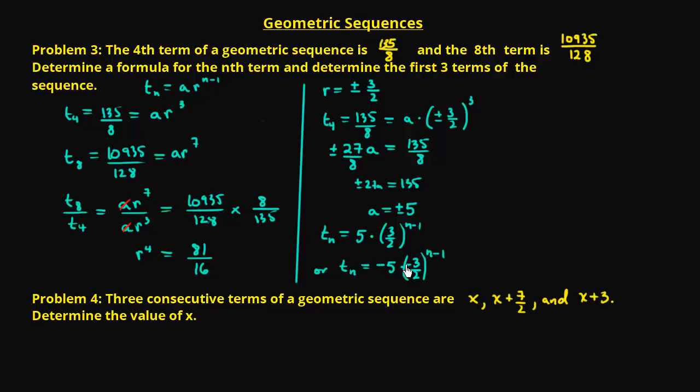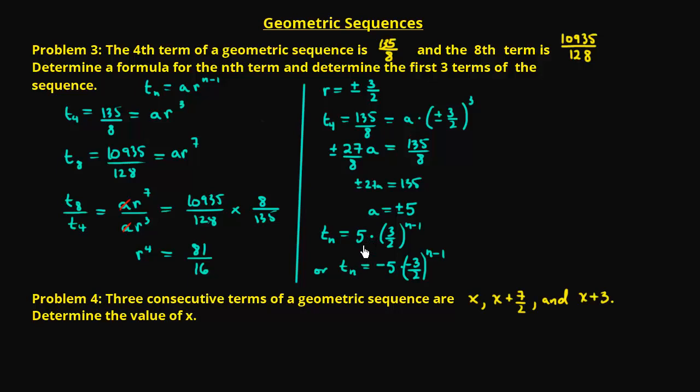And the reason that I have two possible solutions here is because both of these solutions satisfy the information that I'm given in the problem. That is, if I substitute 4 for n, I'll get the term of 135 over 8. If I substitute 8 for n, I'll get a positive value as well. So either of these solutions are correct.